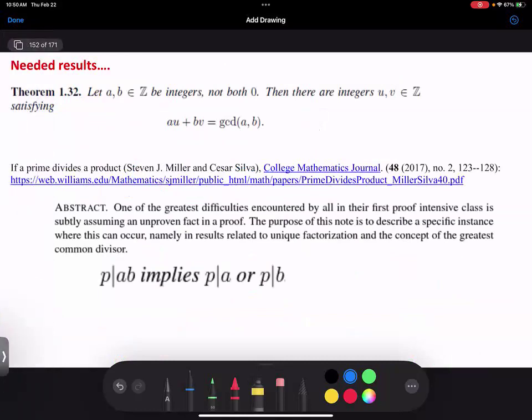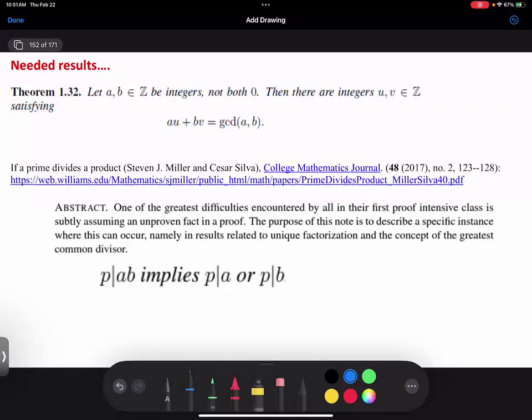Okay, so the next is we need a result from number 3. And so this is the Euclidean algorithm. It's one of the greatest algorithms of all time. It basically says if I give you 2 integers a and b, the greatest common divisor of a and b is the largest integer that divides both of them.